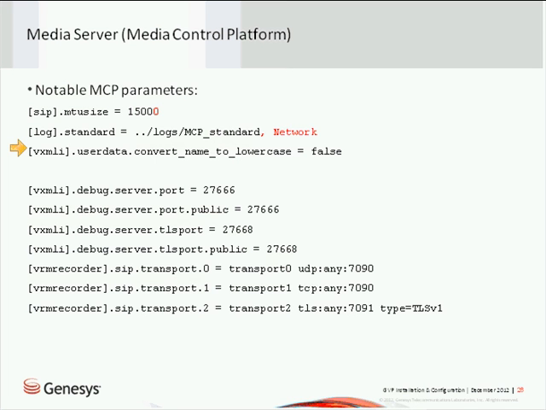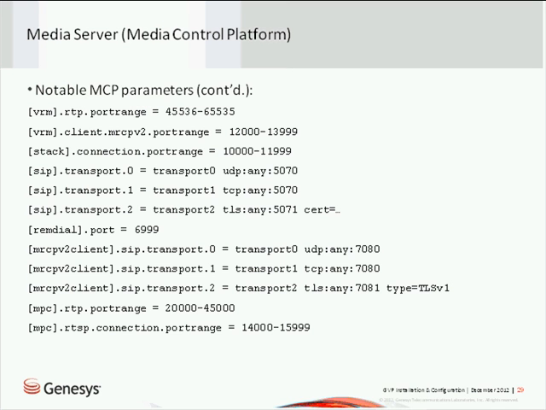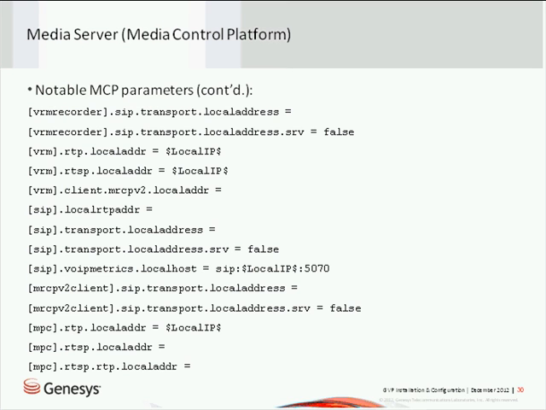We also have a big list of ports. In this case, there's a lot more ports than on the RM. For the most part, you don't have to change any of these. However, if you have multiple MCPs, you will have to remove any conflicts. Similar to the RM, we have the option to change the ports or the IPs that the media platform exposes to the endpoints.